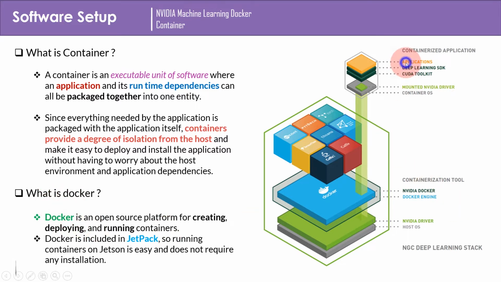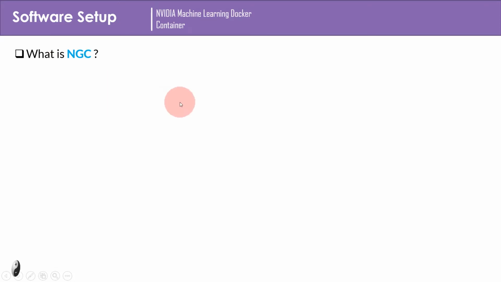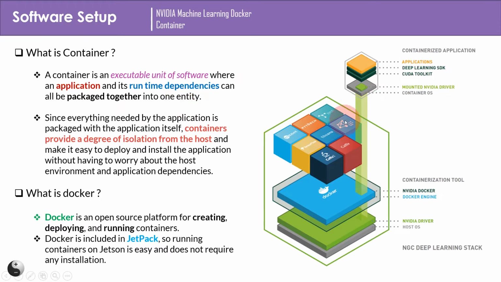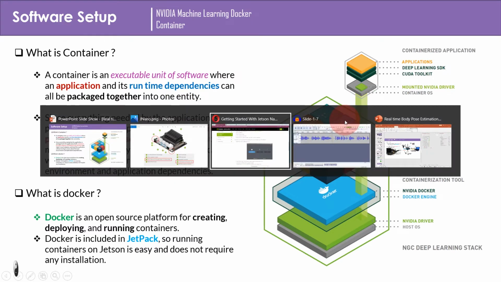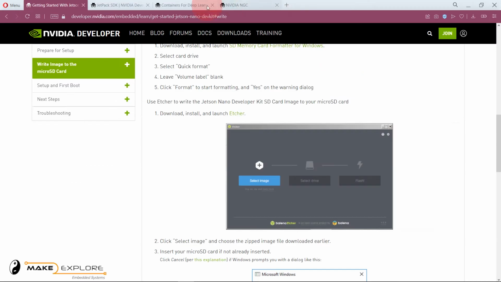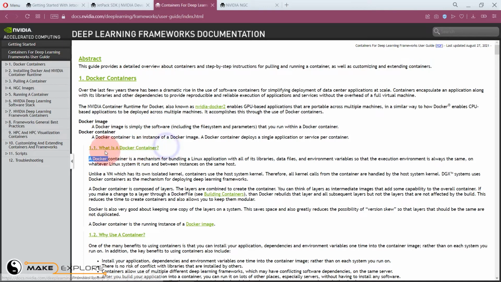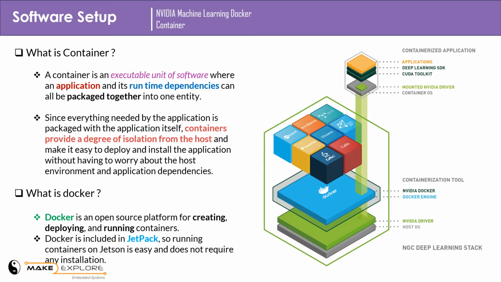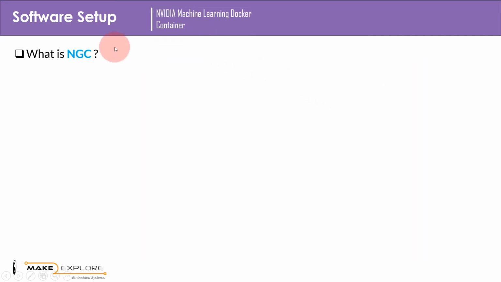Docker is also very good about keeping one copy of the layers on a system. This saves space and also greatly reduces the possibility of version skew, so that layers that should be the same are not duplicated. A Docker container is the running instance of a Docker image. You can find more information on this NVIDIA documentation page, like why to use a container, what is inside it, how to use them, etc. We will share this link in the description.